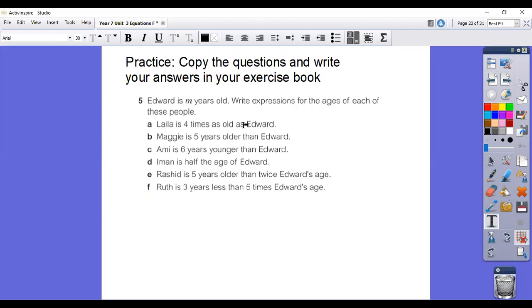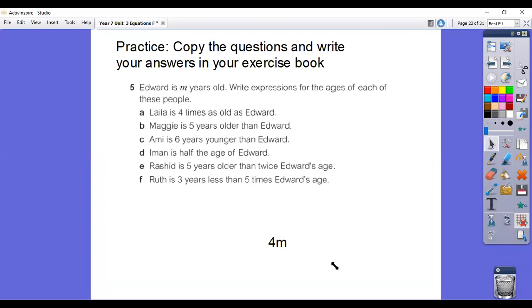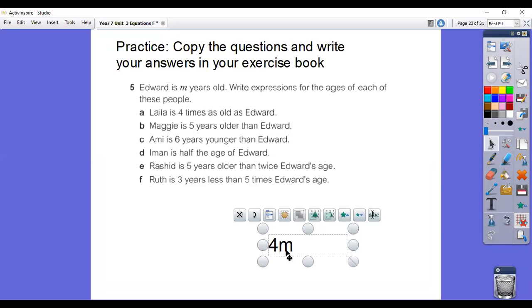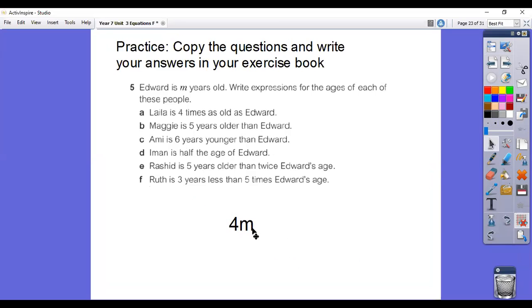So Layla is 4 times as old as Edward. So this situation here, we know that Edward is M years old. To write that algebraically, we would write Layla being 4 times as old as Edward as 4m. Remember, in algebra, we don't use a multiplication sign, so 4m is used to represent 4 multiplying m. So if I was to tell you Edward is 2 years old, Layla is 4 times as old as Edward, 4 times 2 gives you 8.